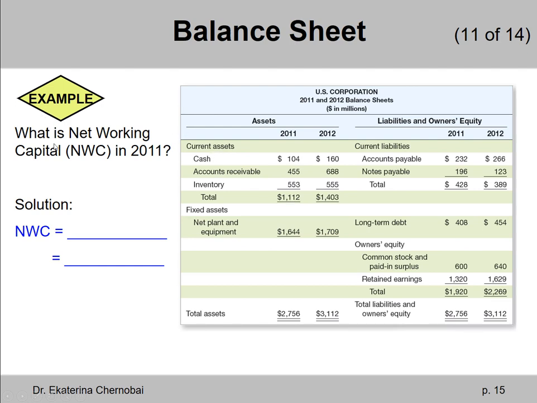Let's look at this example. Let's say we need to calculate the net working capital in 2011. How would you solve it? Well, by definition, net working capital equals current assets minus current liabilities. The total current assets in 2011 are $1,112, and we need to subtract the current liabilities for the same year, which is $428. So current assets minus current liabilities gives $684.